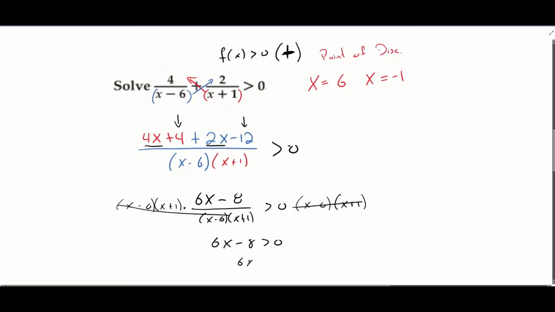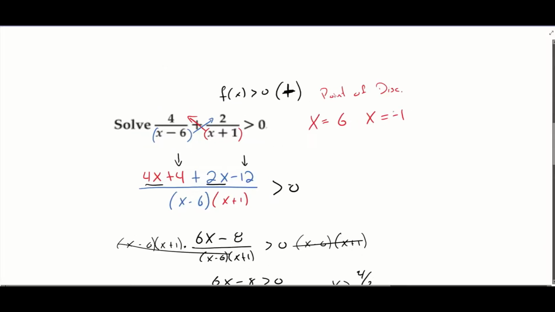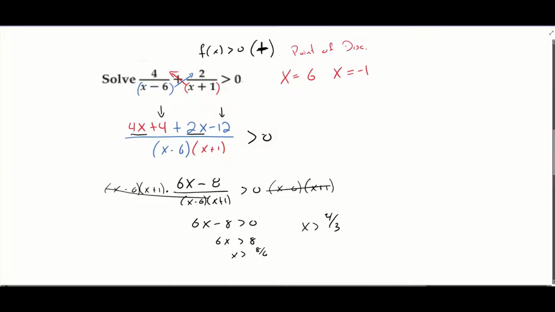Move the 8 over, divide, and we get x is greater than 8 over 6. If we simplify that, then we end up with positive 4 over 3. Sorry. And so now we have our values or our numbers to check, right? And so we want to figure out what's happening in these values, right? So here, we're going to do a little chart. So we have -1, 4/3. So we're going to test values just how we did for the other functions.